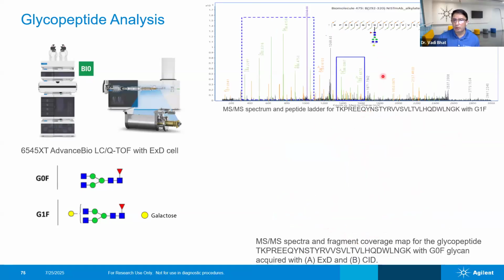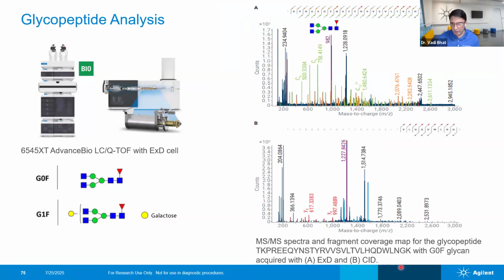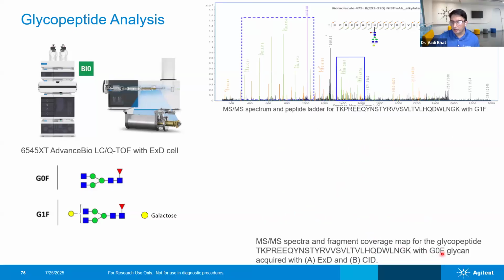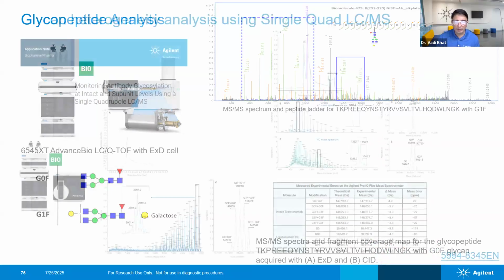So in this case, in fact, it's the same molecule and same peptide, but two different types of glycans, G0F and G1F, identified in different analyses.